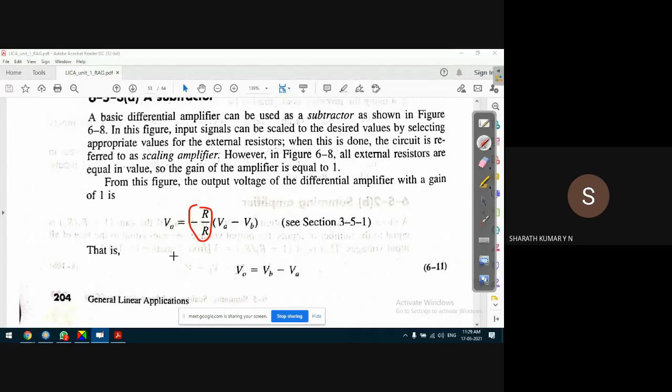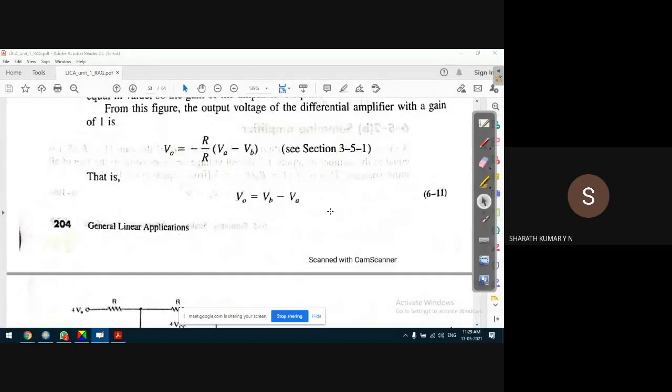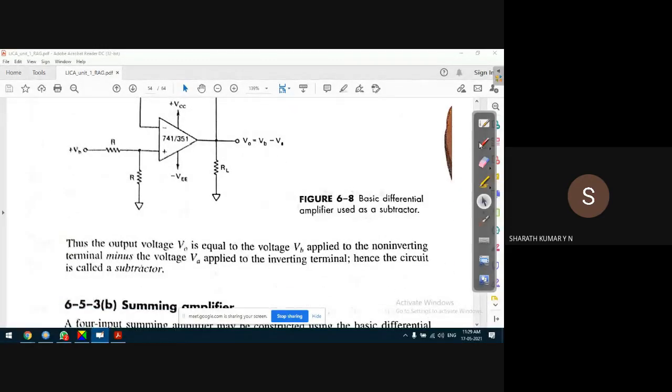So the output voltage is minus of VA minus VB. Of course, applying the negative sign, it is VB minus VA. Very simple. So ultimately it is giving a difference of the two voltages. The output voltage is VB minus VA, since it is an inverting amplifier. So the output voltage V0 is equal to the voltage VB applied to the non-inverting input terminal minus the voltage VA applied to the inverting input terminal. Hence the circuit is called a subtractor. It will subtract two voltages. That's what it is.